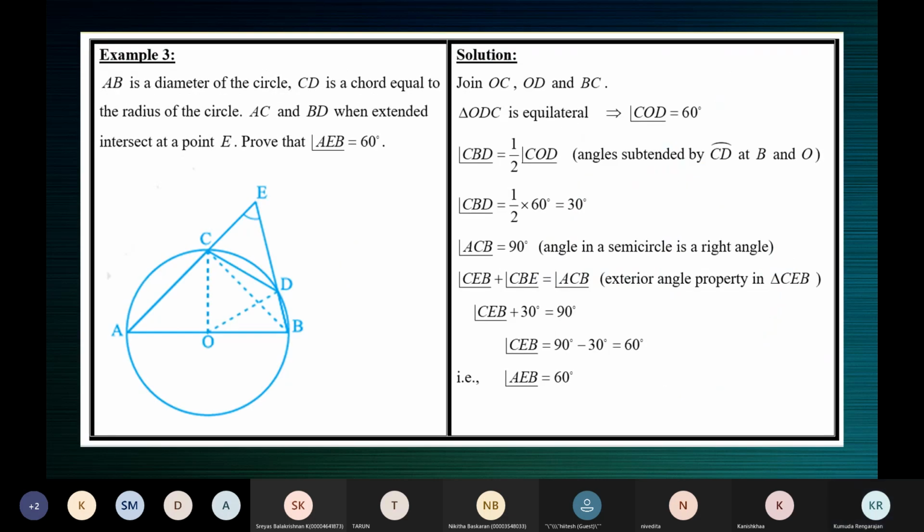Please write down. Please work it now in the class. NCERT example 3.